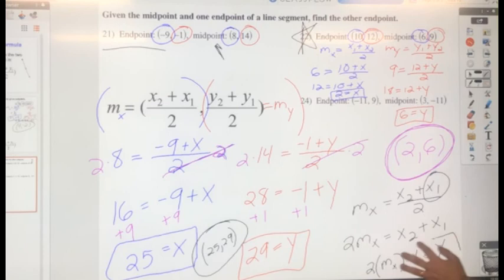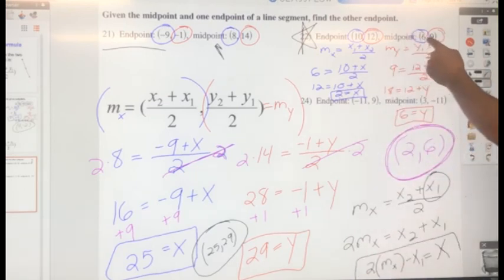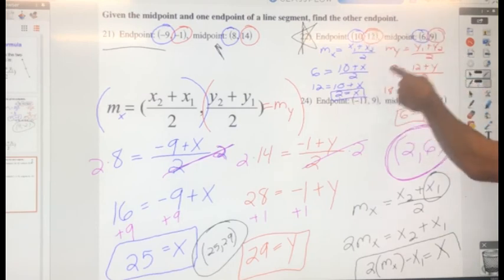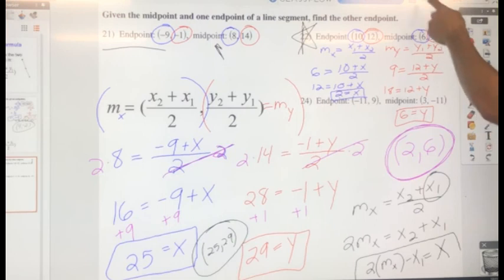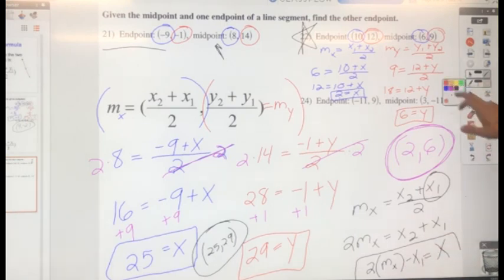So we can use that formula? You can use this formula if you choose. Basically it's multiplying my midpoint, so 6 times 2 is 12, subtracting 10, 2. Multiply 9 times 2 is 18, subtract 12, 6. Works the same way. So this could be either x, or you can rewrite this in terms of y.